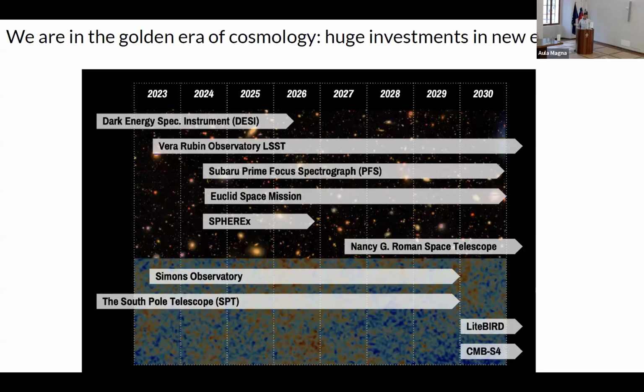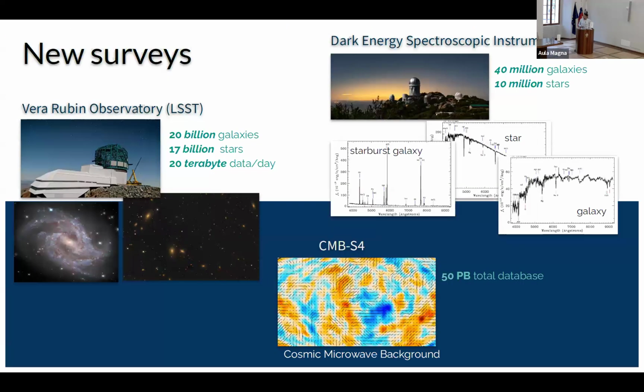And finally, in the CMB, Cosmic Microwave Background world, there's the Simons Observatory, South Pole Telescope, and so on. Okay, and here are just 3 examples of these kinds of surveys: DESI, LSST or Rubin, and CMB-S4. And so this is really, in cosmology, a huge investment in terms of new data.